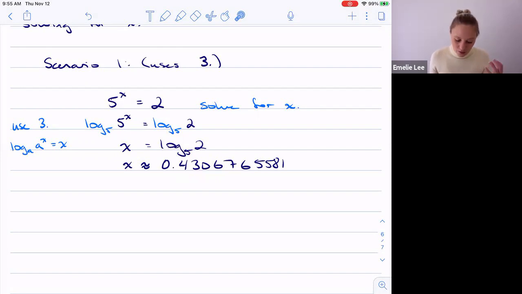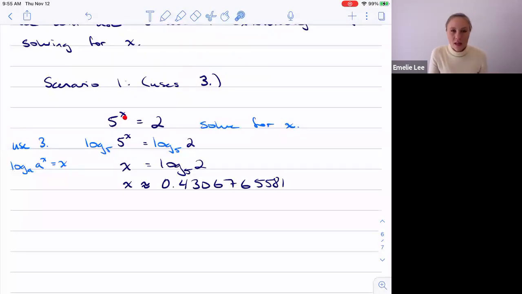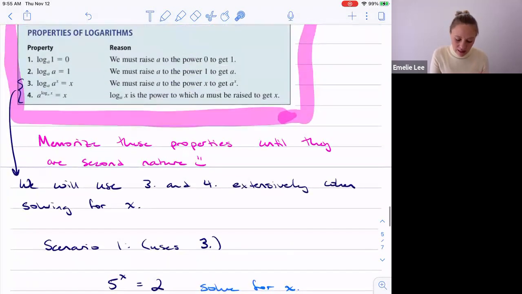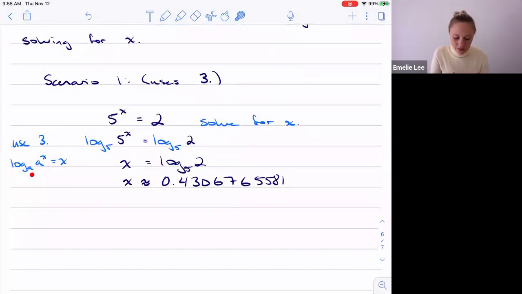But that's how, when you see x as the power, you need to latch on to these properties and figure out how you're going to get that x outside. This is how we're going to bring it down. You look here and you see the base. I've got a base 5, so I'm going to take log base 5 and drop it down. We'll come back to this property, of course, because it's a big player.